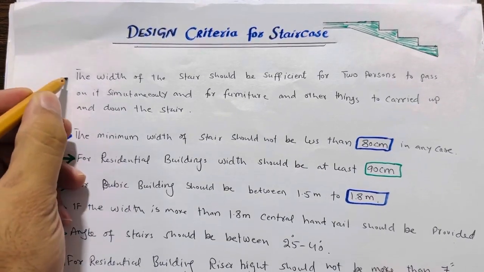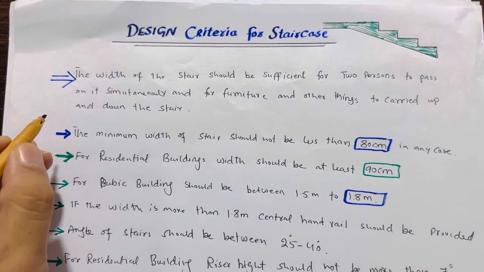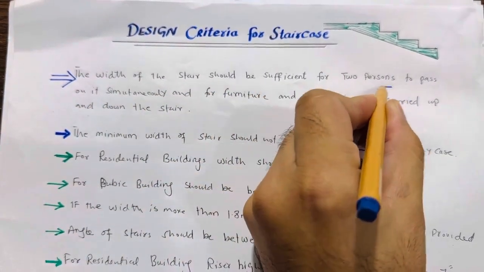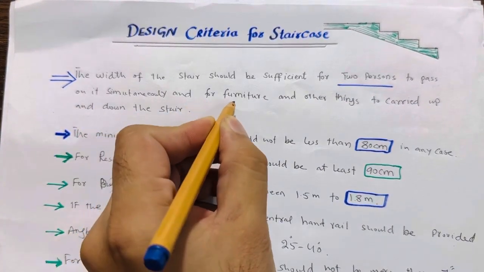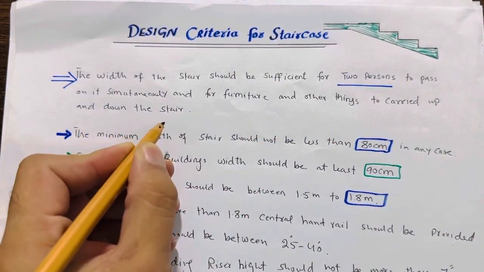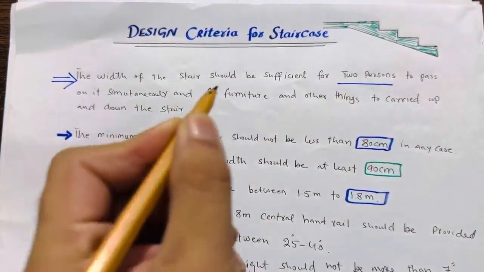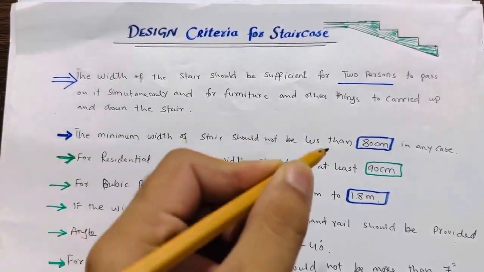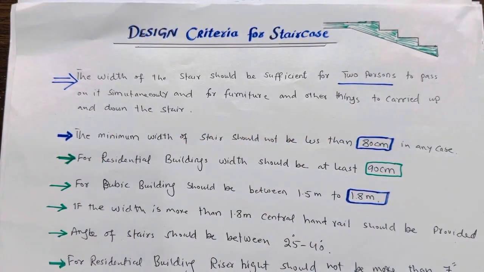This is very important for you to know about the design criteria before starting a commercial or residential building staircase. The first one is that the width of the stair should be sufficient for two persons to pass on it simultaneously, and for carrying furniture and other things up and down the stair. It means the stair width should be sufficient for two persons to pass. Next, for taking furniture especially up and down from the ground floor to the first floor or second to the third floor. This is the most important thing.